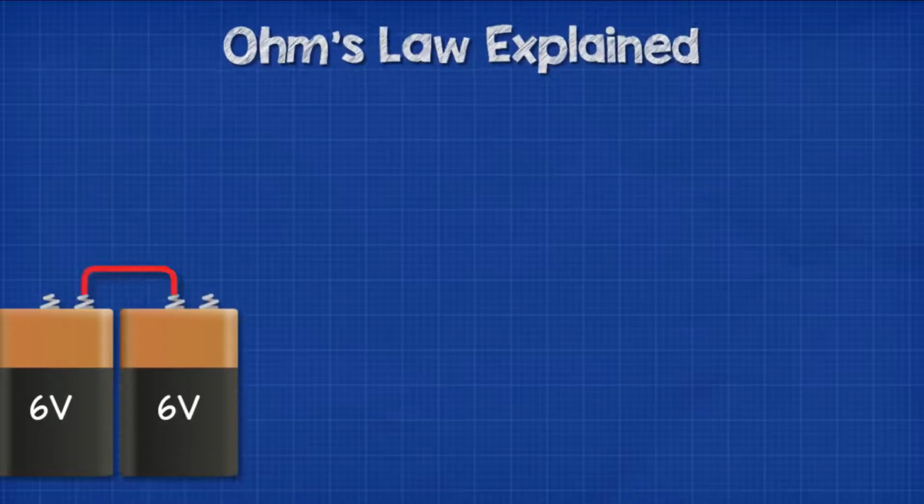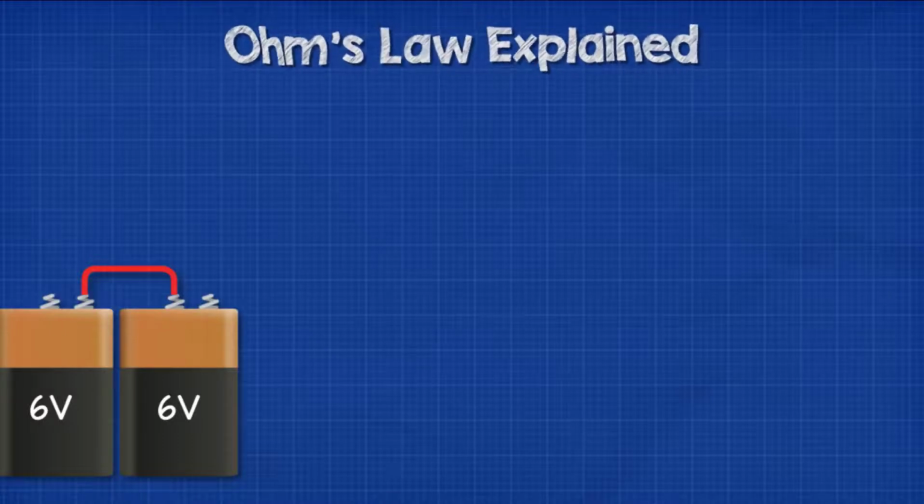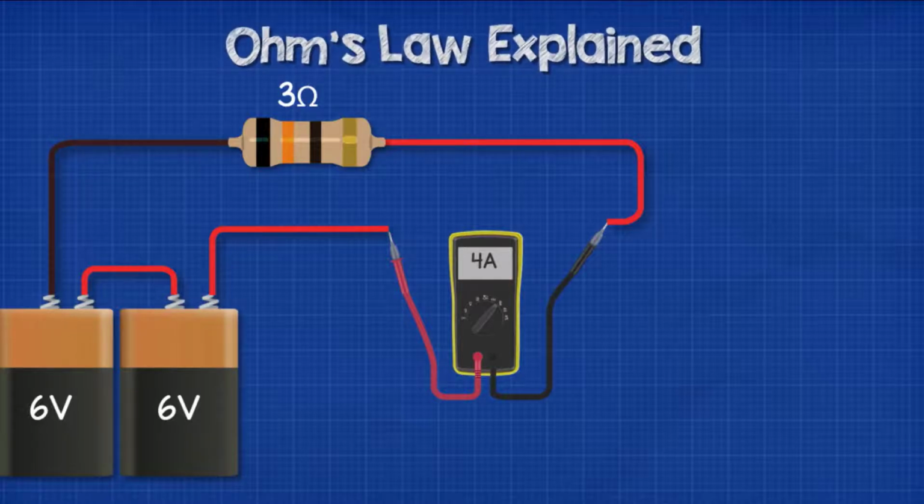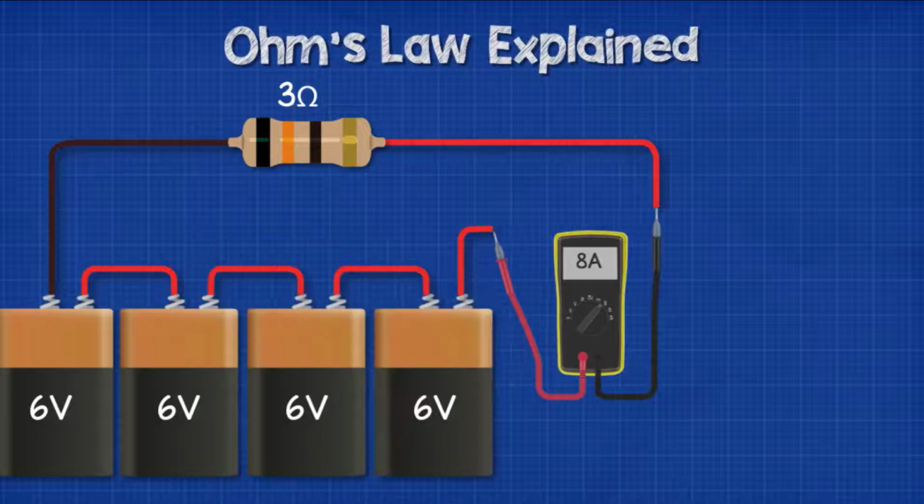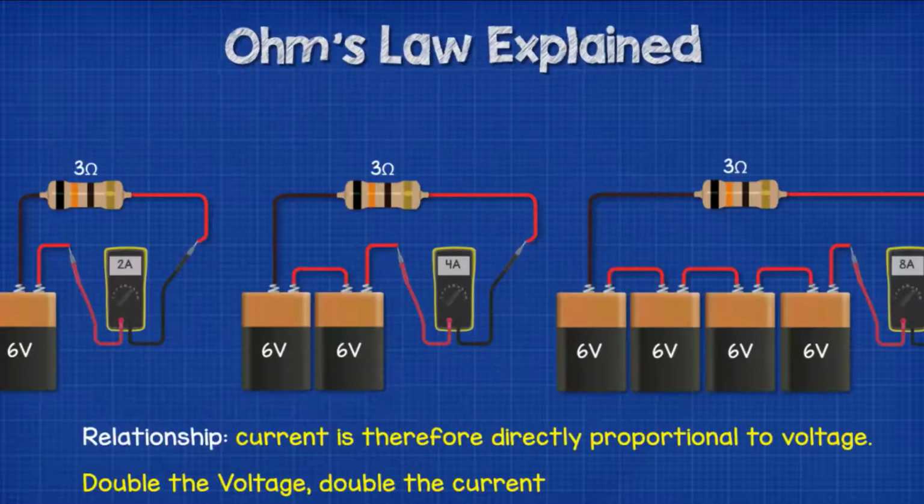Coming back to the circuit, if we now double the voltage by connecting 2 6-volt batteries in series, we get 12 volts. If we now connect this to the same circuit, the current also doubles from 2 amps to 4 amps. If we double the voltage again to 24 volts, the current will also double to 8 amps. So what's the relationship here? We can see that current is directly proportional to voltage. If we double the voltage, we double the current.